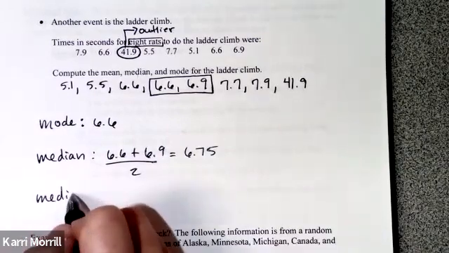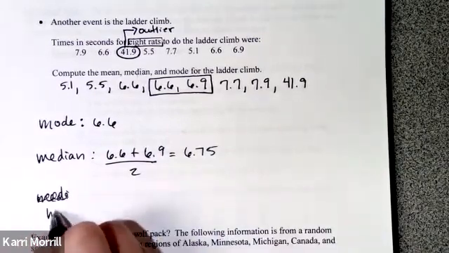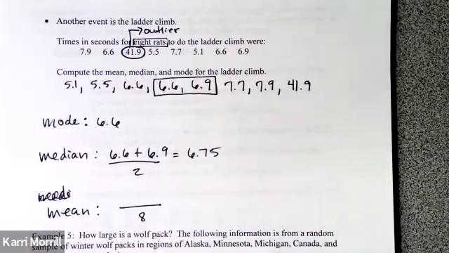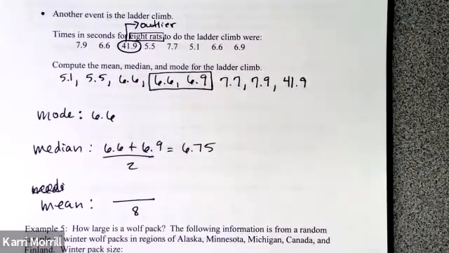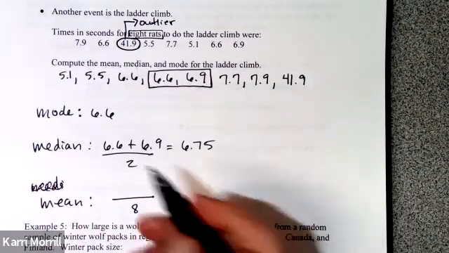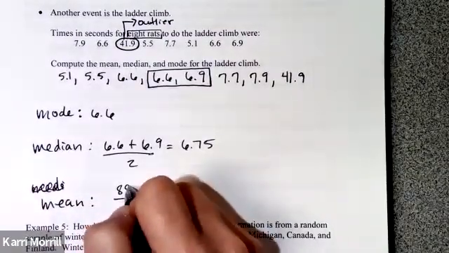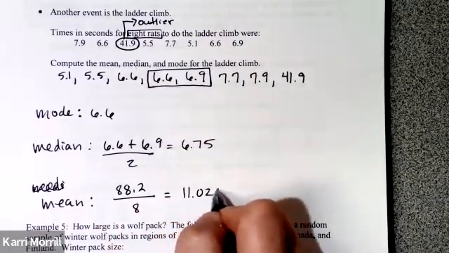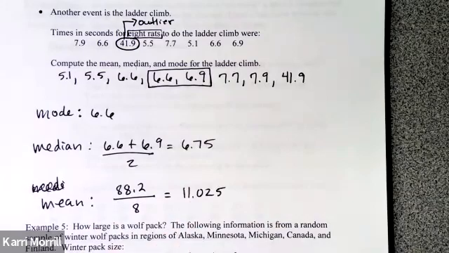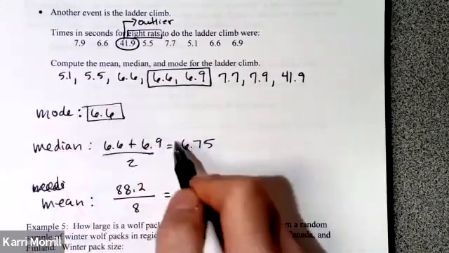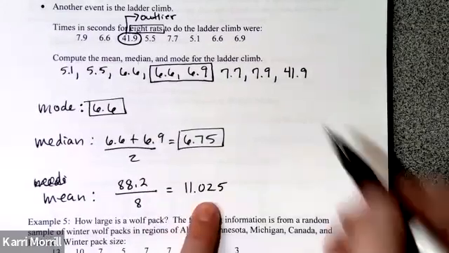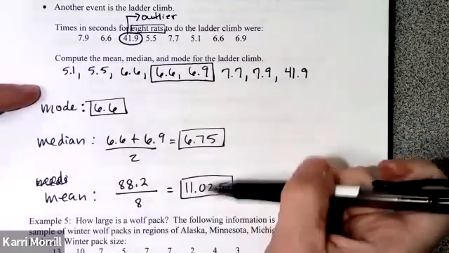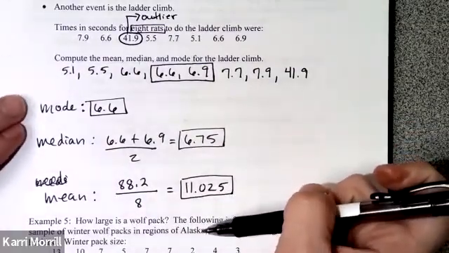For your mean, we divide by 8 because there are 8 total data values, and we add all those up. I already did that before we got started today, so it adds up to 88.2. When we divide by 8, you get 11.025. You can see how your mode and median were pretty close, but because of this big value, it makes a big difference between the mean and those other two measures of central tendency.